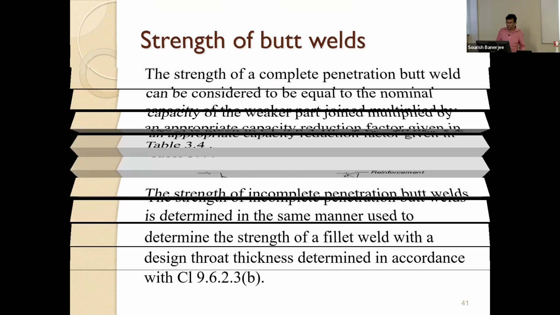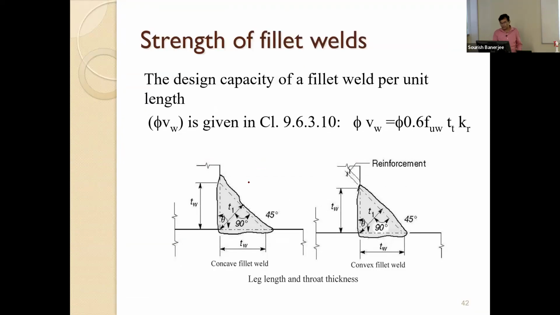Now we'll be looking into the fillet weld. For example, you are connecting these two plates like this. The plates are sitting like this. We will put a fillet weld here. So that's your fillet weld. So the strength of fillet welds, the design capacity of a fillet weld per unit length is given by clause 9.6.3.10.